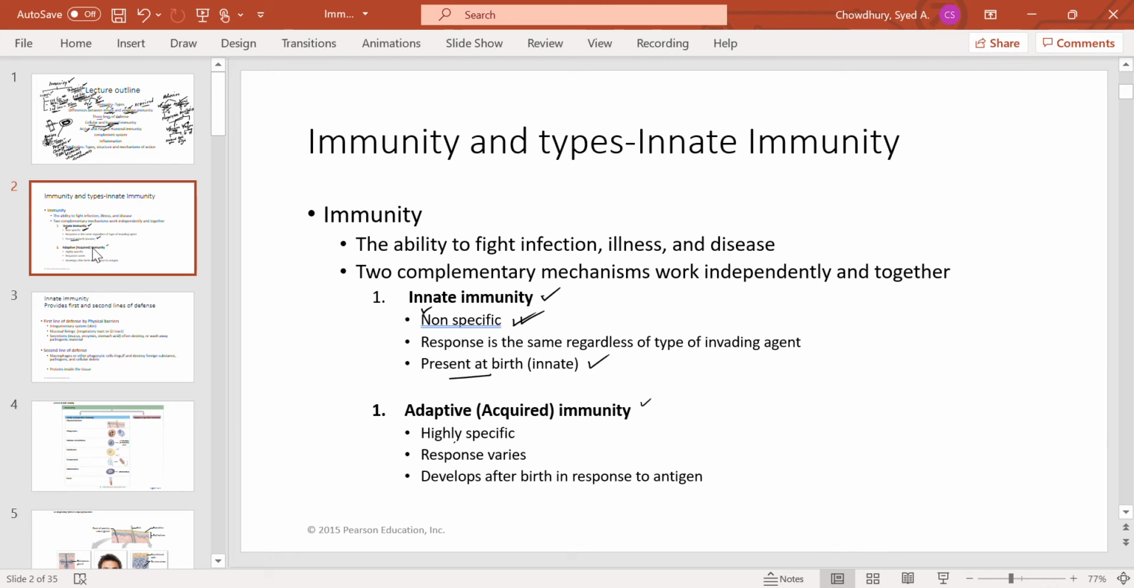Adaptive or acquired is highly specific, as I mentioned. If you get swine flu virus, only your body will have that immunity against that, right? But someone did not get exposed to swine flu, he won't have that immunity. So highly specific, based on the antigen you got exposed to, your body produces that. Okay, and that's why the response varies, okay, and develops after birth, throughout the life in response to the antigen. So those are the main differences between the innate and adaptive.